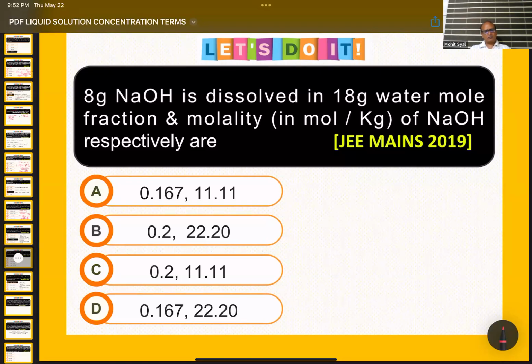So what is going to be the answer? Correct. This question is straightforward. Not much details, right? Just directly you can. Moles of NaOH will be 8 by 40, that is 0.2, and moles of water, 1 mole of water. So 0.2 moles in 1 mole of water. The mole fraction of NaOH is 0.2 by 1.2, right? 1 by 6. Got it? That is very clear.